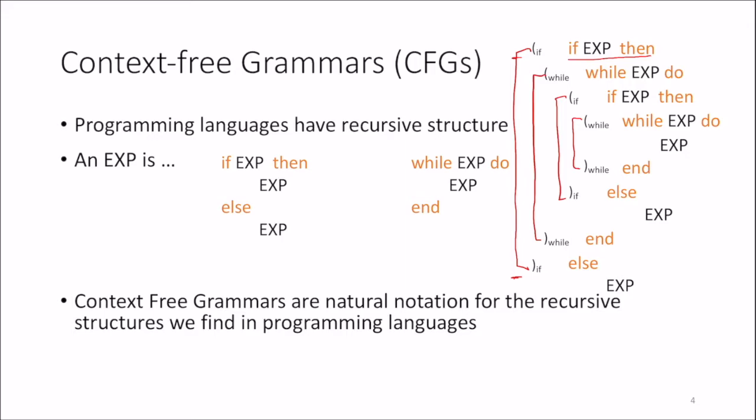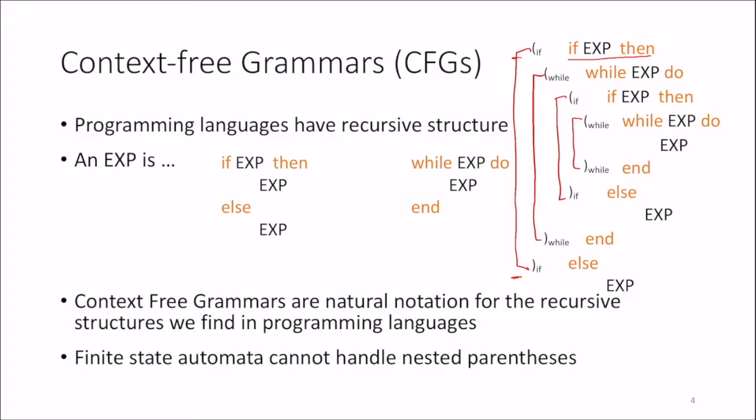Now you might ask the question, why do we need context-free grammars? Why not just write a regular expression to do this job, because we've already learned about it and we know how to use it? Why not just use that? It turns out a finite state automata is unable to handle nested parentheses. So you might say, well, Anoop, I don't believe you.